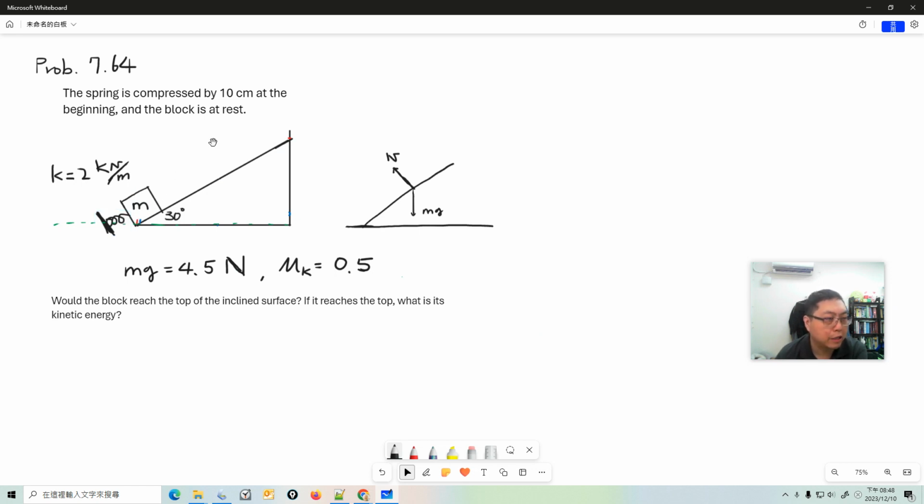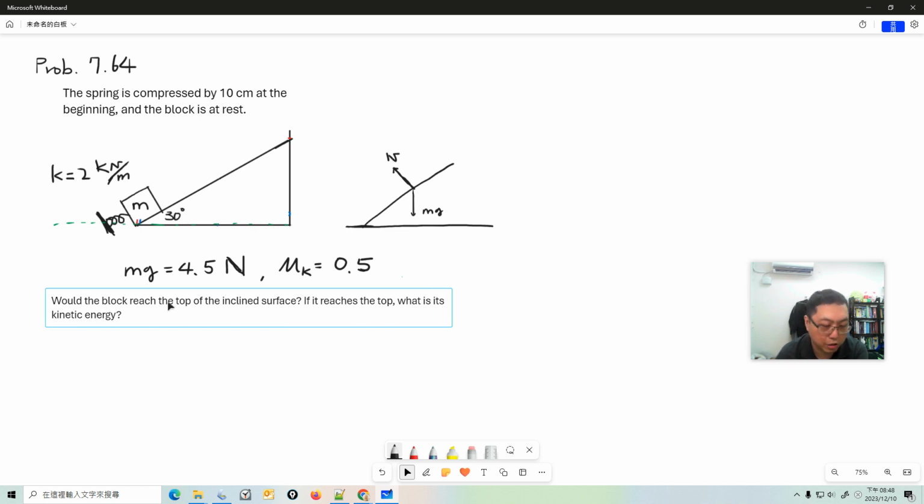Initially, the spring is compressed by 10 centimeters, and this block is initially at rest. After it releases the spring, the block climbs up the surface. So the problem asks: will the block reach the top of the inclined surface? And if it reaches the top, what is its kinetic energy at the top?